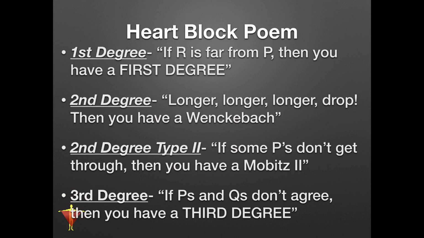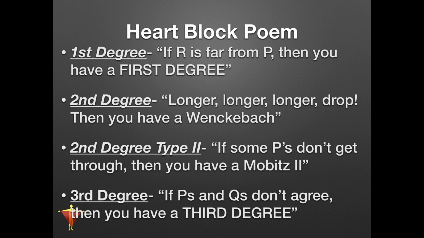Second degree type 2: if some P's don't get through, then you have a Mobitz 2. So this is a second degree type 2. So we may have a P wave, but after that P wave, it was not immediately followed by a QRS complex. That may indicate that there's a second degree type 2 block going on. And again, that's something that needs to be pointed out.